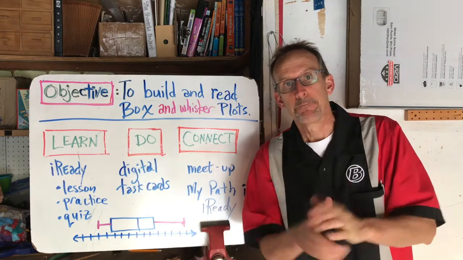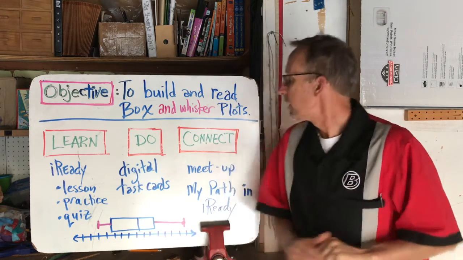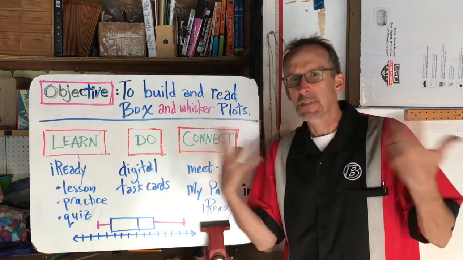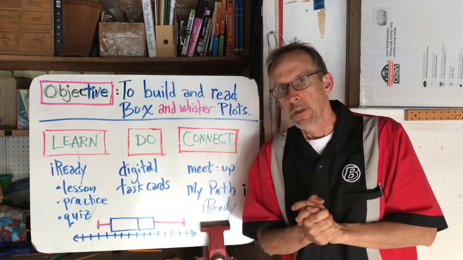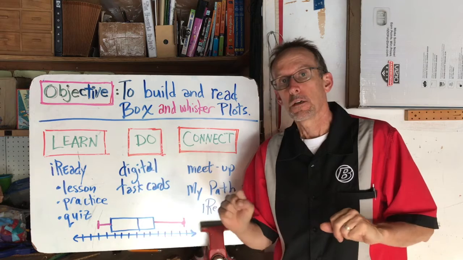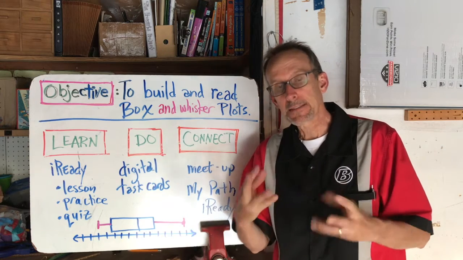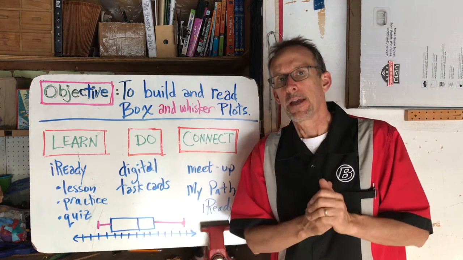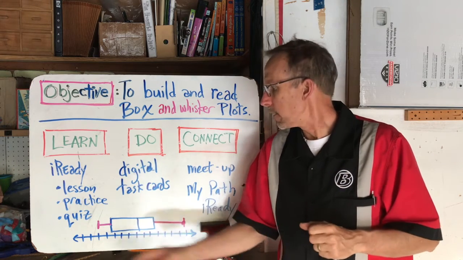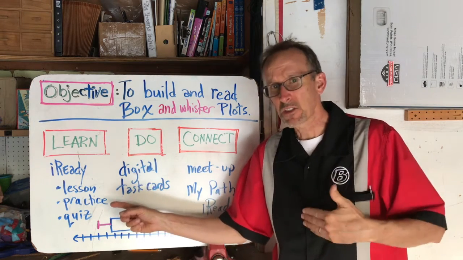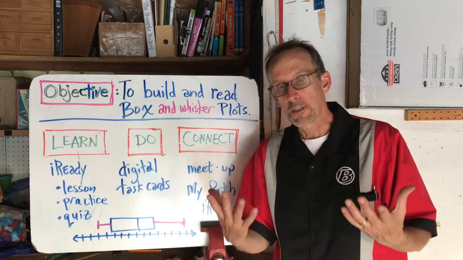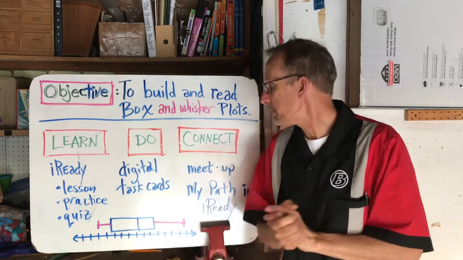Hey, your objective this week is to build and read box and whisker plots, sometimes just called box plots. Your learn task will be an iReady lesson. There's kind of two parts to this, and I'm still unclear how it looks there on the student side. But what I see on the teacher side is a lesson portion and a practice portion, and then the quiz. So make sure you get through that before academic meetup.